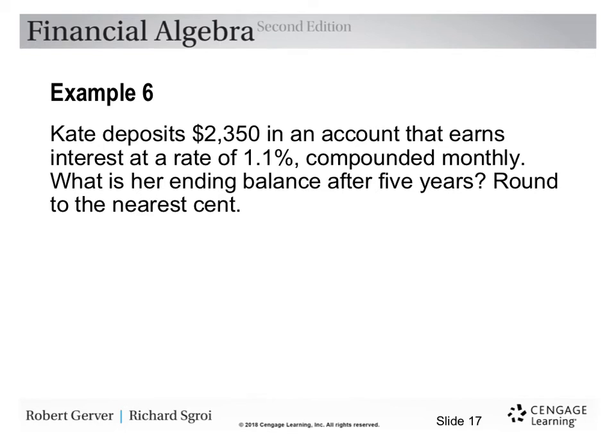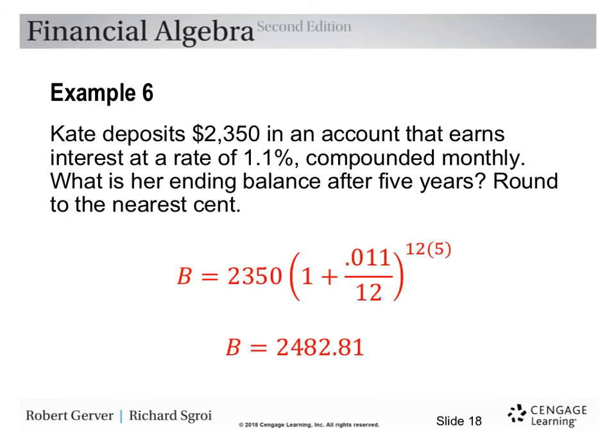Now we got Kate. Kate deposits $23.50 in an account that earns interest at a rate of 1.1%, compounded monthly. What is her ending balance after 5 years? Round to the nearest cent. All right, here's her formula. Here's the formula she's going to use. Remember, it's compounded monthly, so that's where we get the 12 here. But we want after 5 years, so that's where this 5 comes in, all right? And our interest rate is 1.1%.